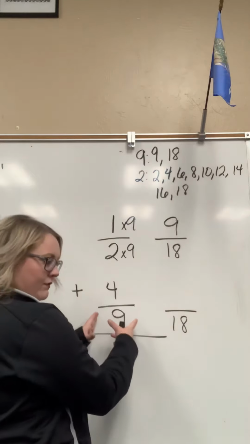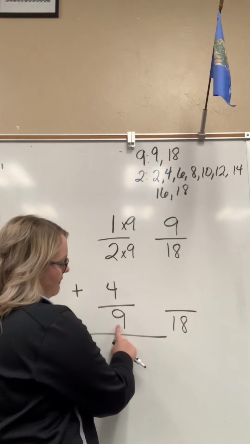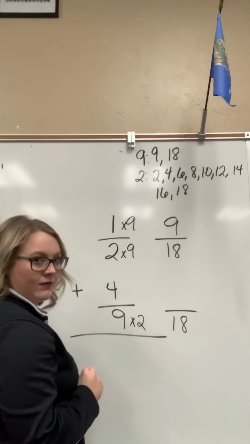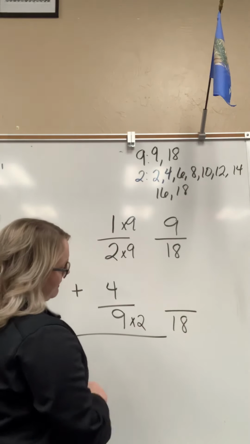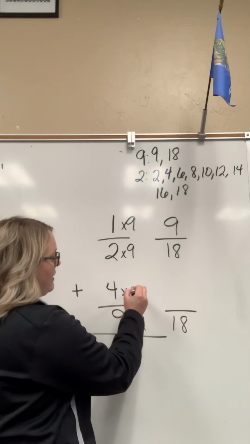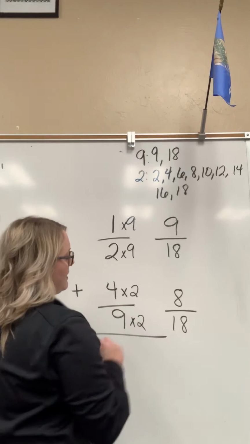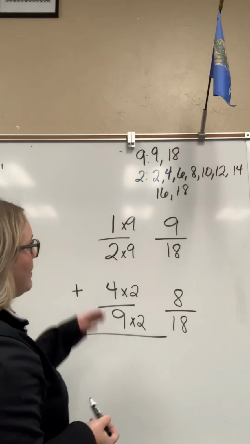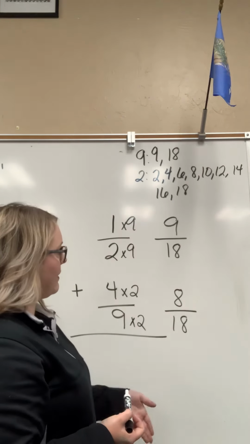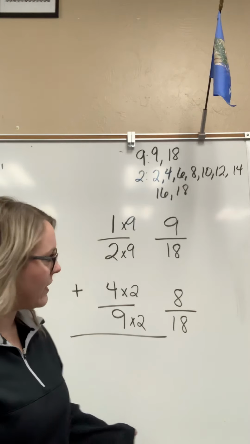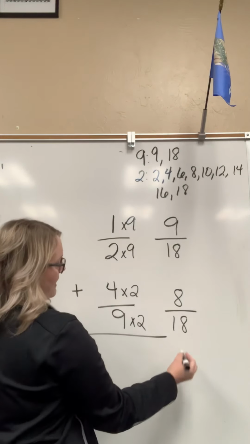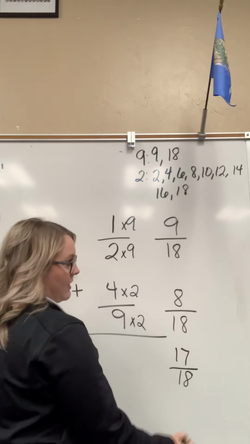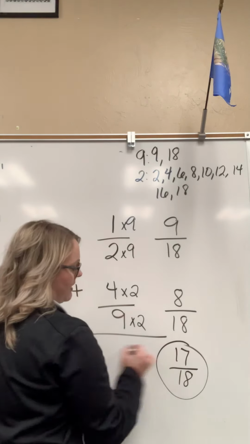Okay, now I have to do this fraction. How do I get from 9 to 18? By multiplying by 2. If I multiply this denominator by 2, I must multiply the numerator by 2, which becomes 8/18. Now I'm ready to add. Now that I have the same denominator, all I have to do is add the numerators, which is 9 plus 8 is 17, and your denominator stays the same, and you get 17/18.